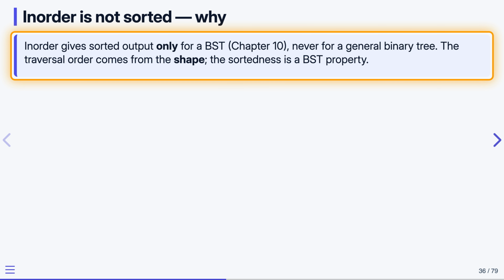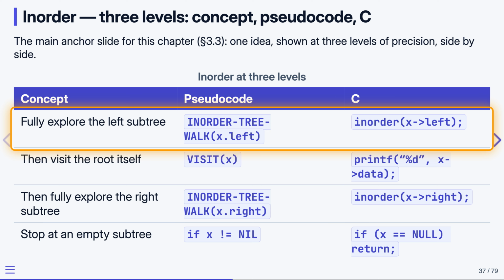So here is the rule to remember. Inorder gives sorted output only for a binary search tree, which we meet in Chapter 10. It never sorts a general binary tree. The traversal order comes from the shape of the tree. Sorted output is an extra promise, and only a search tree makes it.